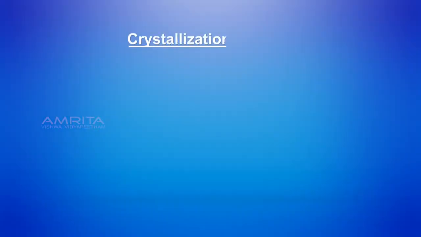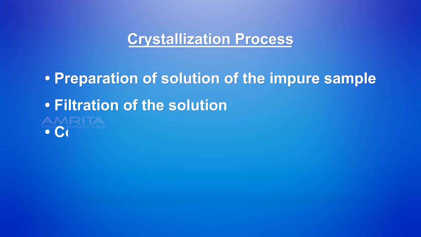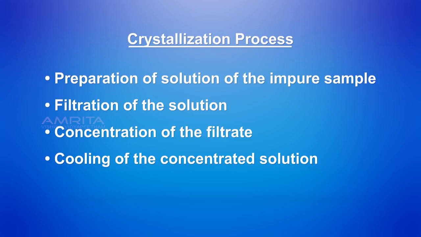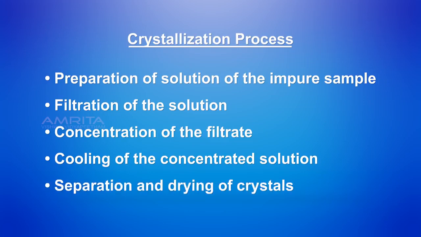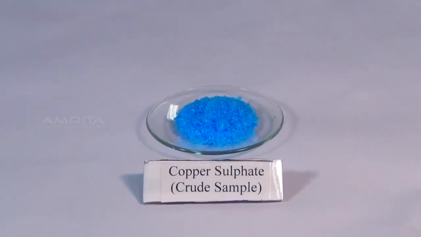The different steps involved in the crystallization process are preparation of solution of the impure sample, filtration of the solution, concentration of the filtrate, cooling of the concentrated solution, separation and drying of crystals. Our aim is to prepare crystals of pure copper sulphate from an impure sample.